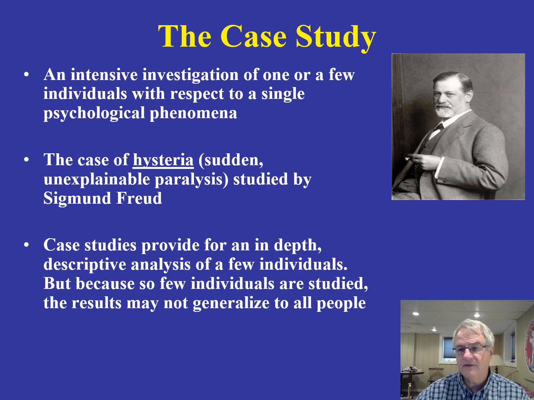So we have this in-depth examination. We know everything about these individuals. We know everything about their medical history, their family history, their work history. We just gather as much information as we possibly can. But the question becomes this: because the sample is so small, is it possible for us to really say that this is something that can generalize to many individuals?